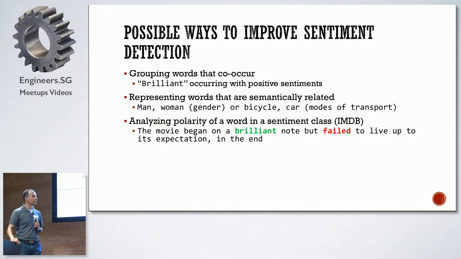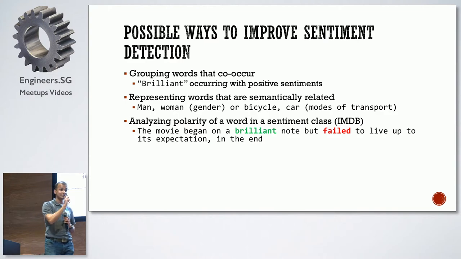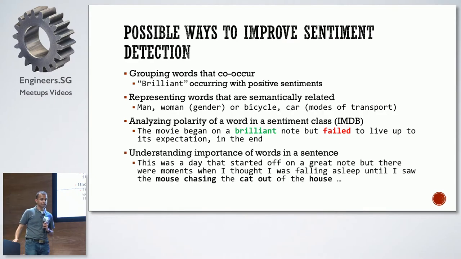Here, "the movie began on a brilliant note, but failed to live up to expectation in the end" is an example where, if you can give importance to the words and the sentiment of these words separately, instead of giving an overall sentiment, then that would also be useful. And finally, if we could understand the importance of words, that is another important area. This is what we call attention.